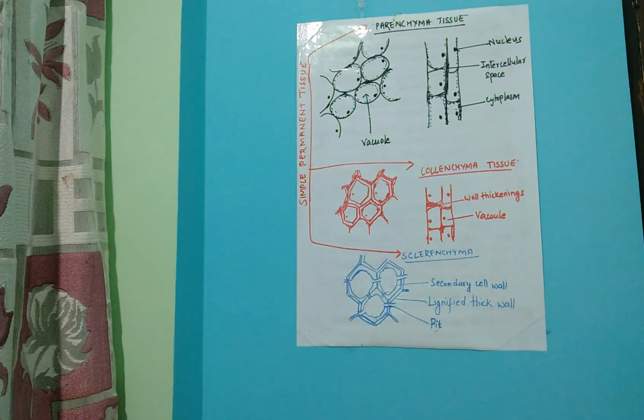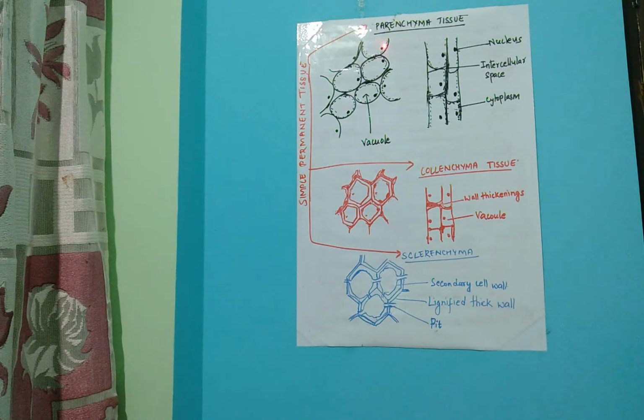Now let us discuss the parenchyma tissue. Here the cells are living and they are loosely packed. That means intercellular space is present. Intercellular space means the space between two cells. So one cell, two cells. So here is an empty space. So this is known as an intercellular space. And here we can also see the nucleus is present. Okay, it is a living cell.